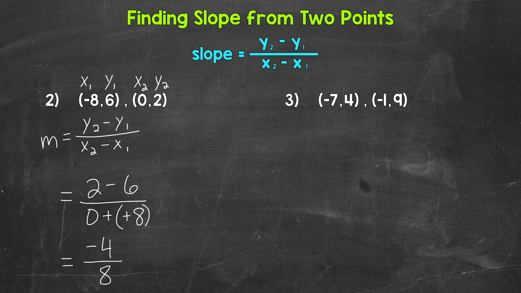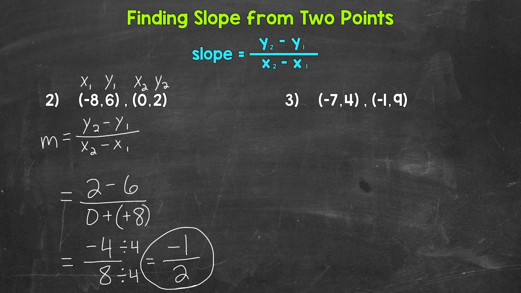Now this fraction can be simplified, and when it comes to slope, we want to look to simplify if possible. The greatest common factor between negative 4 and 8 is 4, so let's divide both -4 and 8 by 4. -4 divided by 4 gives us -1, and 8 divided by 4 gives us 2. So our final simplified slope is -1/2.